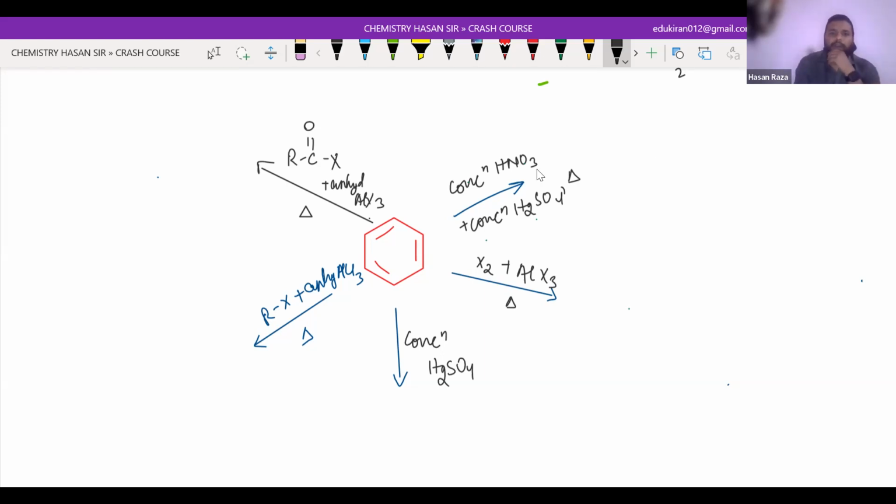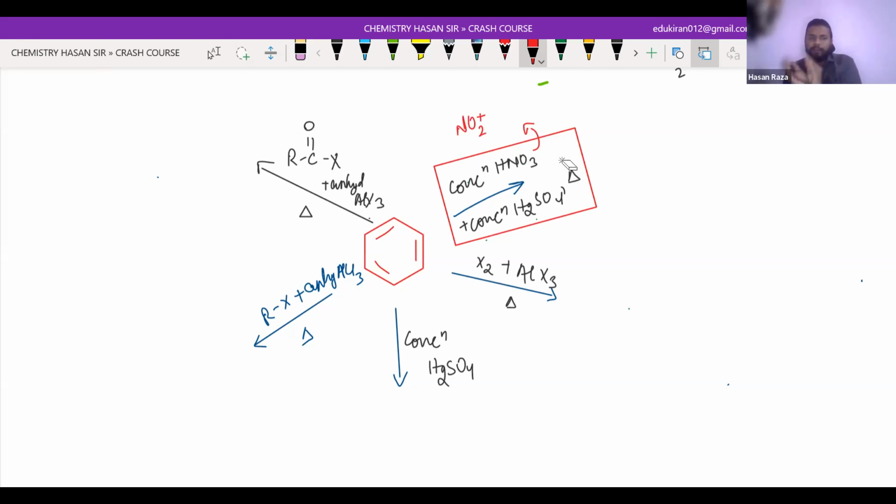You have to keep the reagent in mind. When concentrated HNO3 and concentrated H2SO4 are together, they will be reacting with each other and form an electrophile, that is NO2 plus. We just took an example of E plus, and E plus will substitute one of the hydrogens of the benzene ring. So what will be our product? By the combination of concentrated HNO3 and concentrated H2SO4, we got an electrophile NO2 plus. So NO2 plus goes and attacks the benzene.